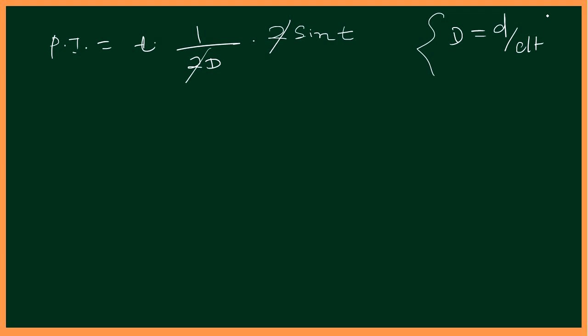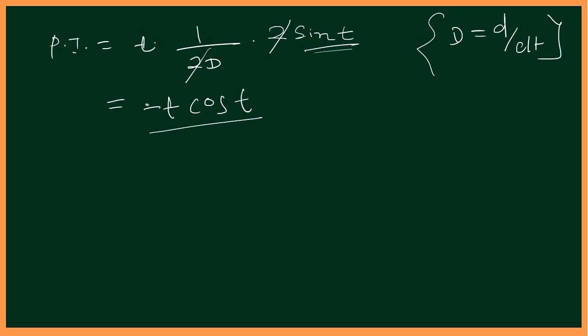As we know, D represents d upon dt, so 1 upon D represents integration with respect to t. Let's integrate sin t with respect to t. The integration of sin t is minus cos t, so we get minus t cos t. This is your particular integral.